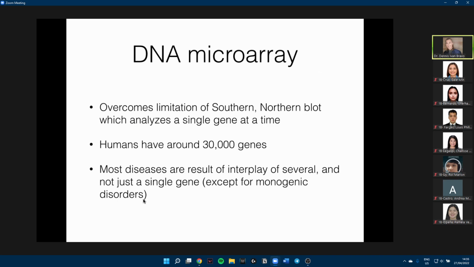So this overcomes now the limitation of traditional biotechnology tools. And what is their limitation? They can only analyze a single gene at a time. Why is this a problem? Well, humans have about 30,000 genes.